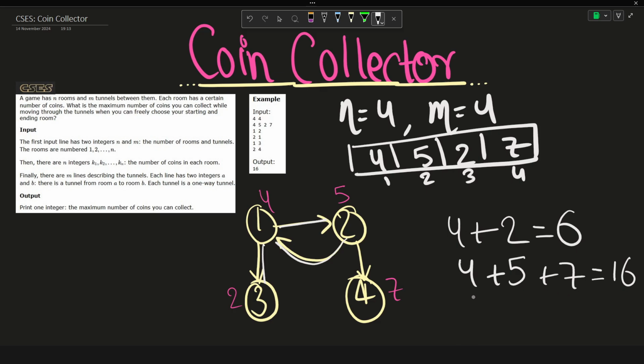So in this path, how many coins will have been collected? We will be getting 4 plus 5, and since we have already collected 4, we will not be collecting that again. Then we went to 3, that is 2. So the total coins present now is 11.